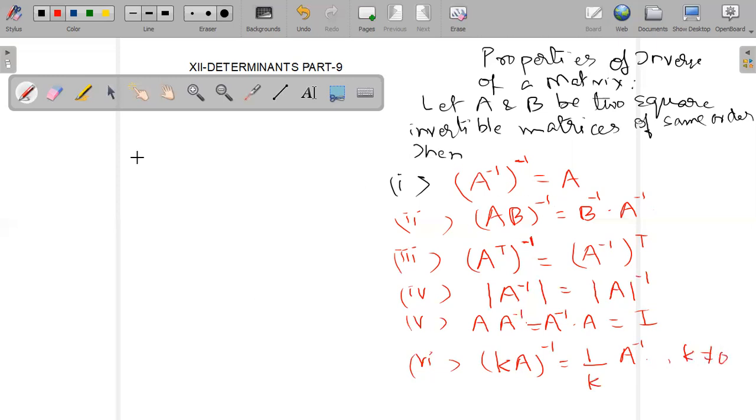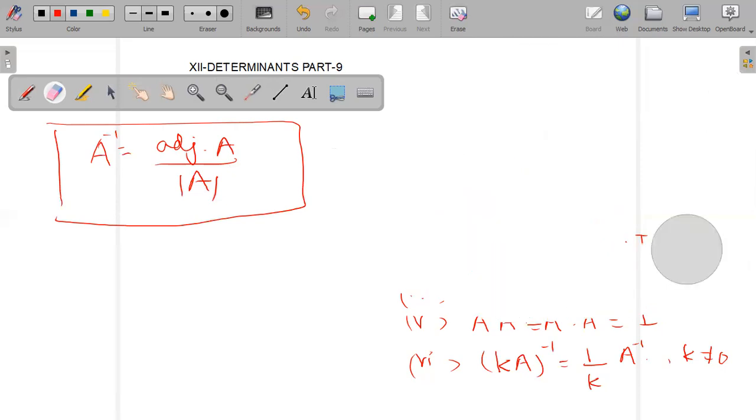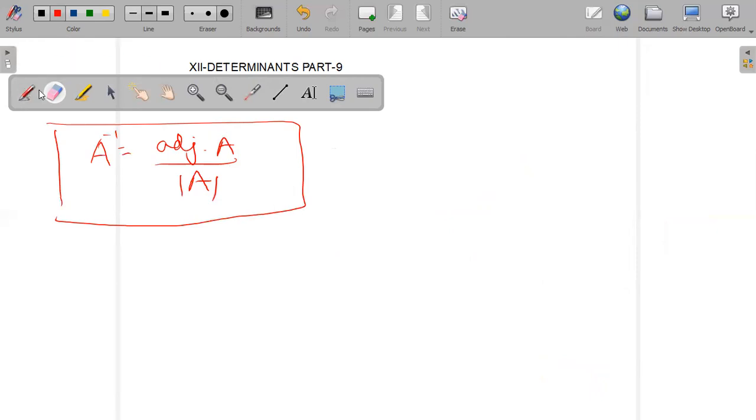So now we can find the inverse. Mainly we have questions where we have to find the inverse, and you know, as we have seen just now, the inverse of a matrix is equal to adjoint A divided by determinant A. We have seen how to find the adjoint. We will find the adjoint and then divide it by the determinant to get the inverse of a matrix. So we are taking one question. Find the inverse of a 3 by 3 matrix.